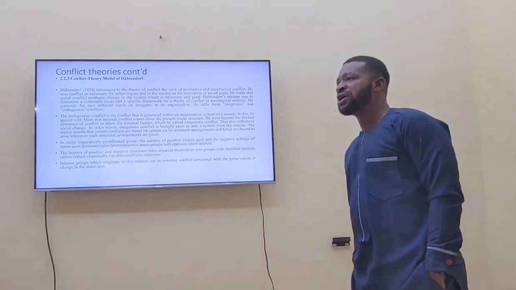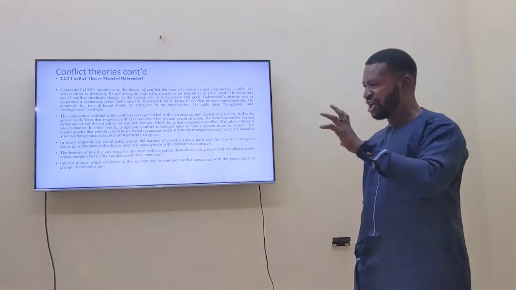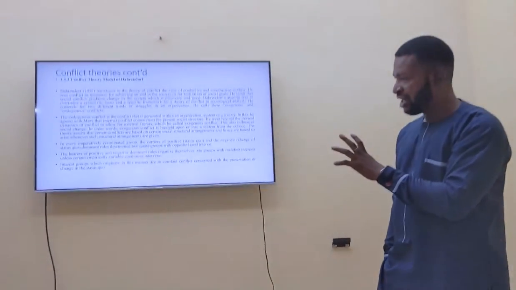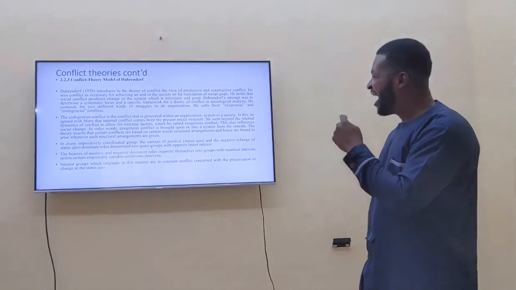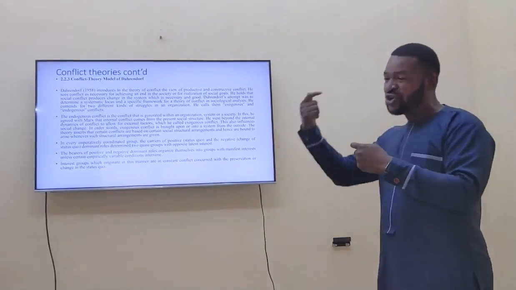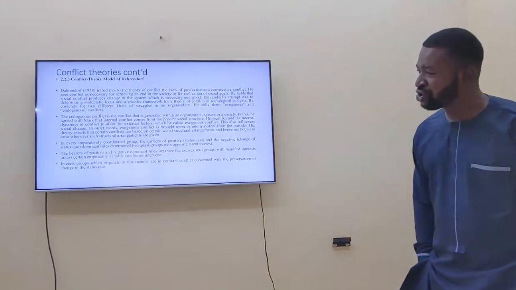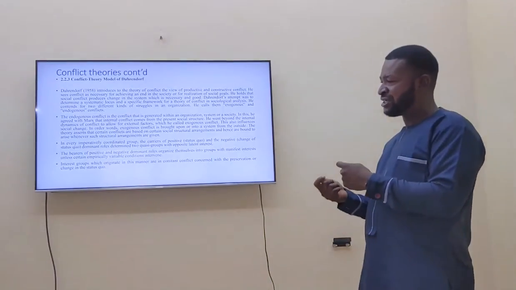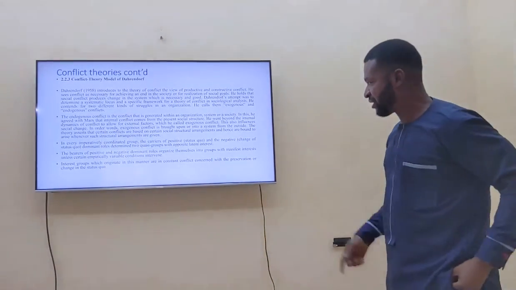One thing he proposed is that in every system, there are two types of conflict that come. The first one is what we call the endogenous conflict. This one is a conflict generated within the system. The second one is what we call exogenous conflict. This one is the conflict that comes from the outside to restructure the system.